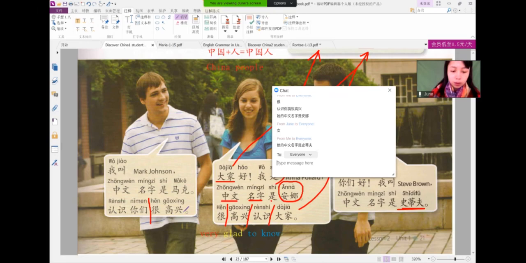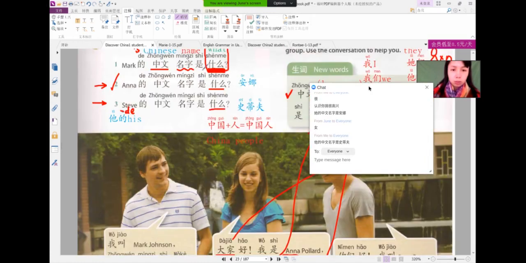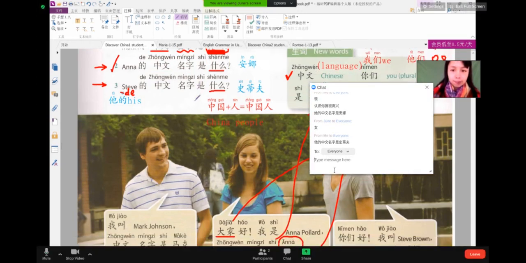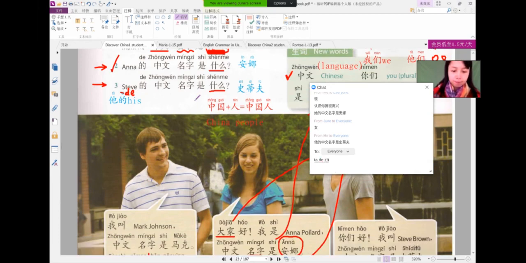认识你们很高兴。对，高兴。Right. 认识你们很高兴。好，So Mark 的中文名字是什么？它的中文名字是马克。Don't forget 是 is, Mark is Mark, right? So 它的中文名字是马克。对，他的中文名字是马克。Just like this.